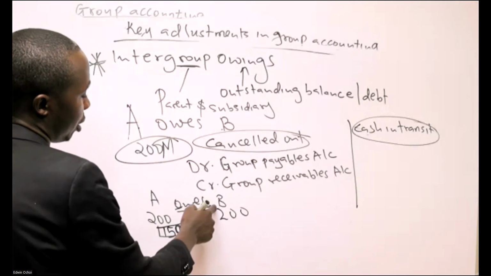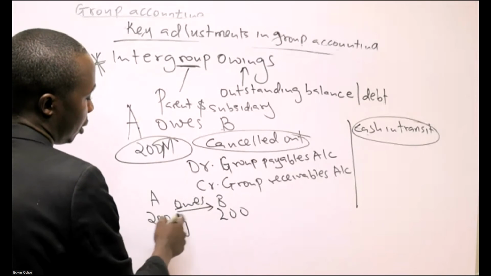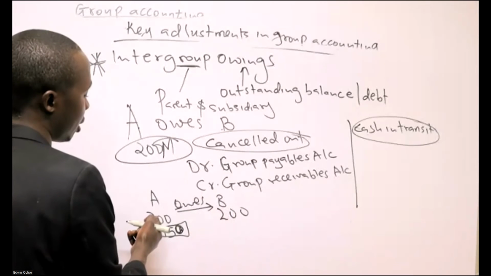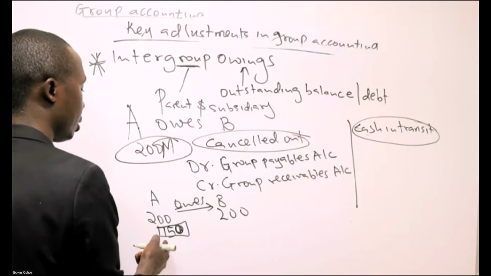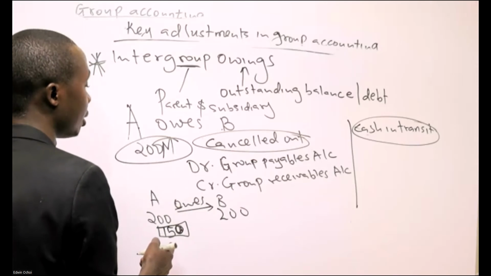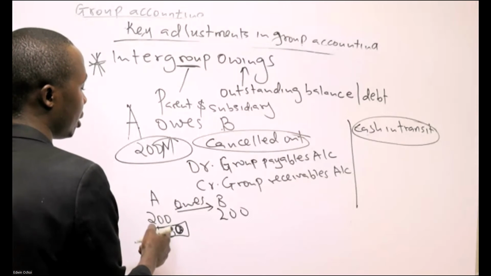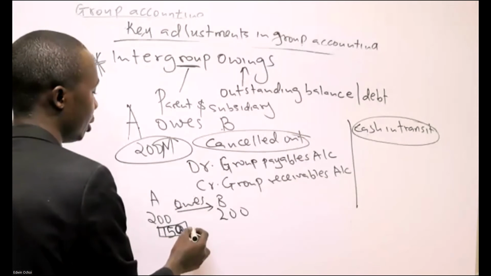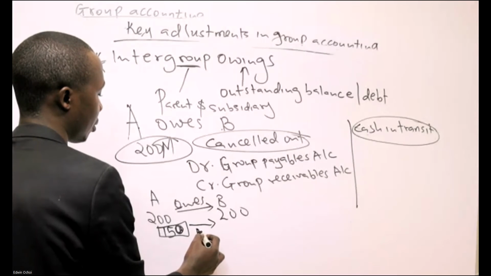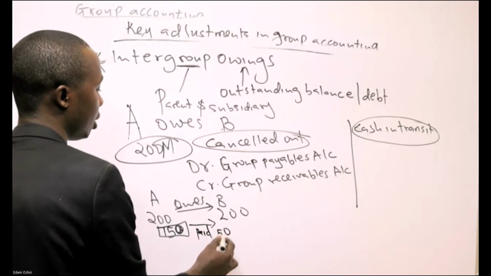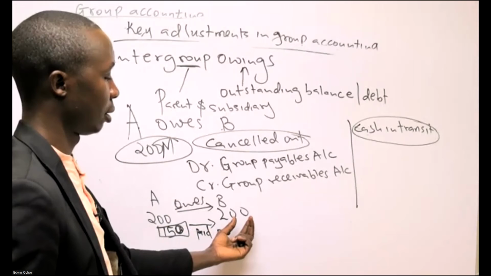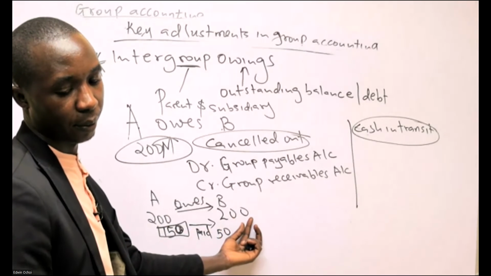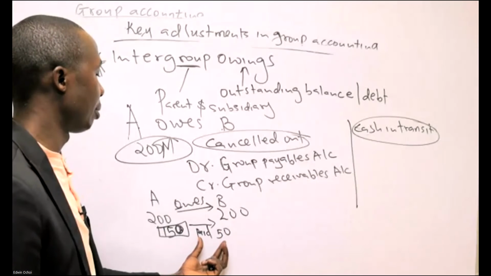So A was owing B 200. In the books of B, it shows that he is supposed to receive 200 from A. But by the end of the year, the books of A are showing that A is supposed to pay 150. Why? Because A had paid 50. It's only that this amount is in transit. It has not been received by B.